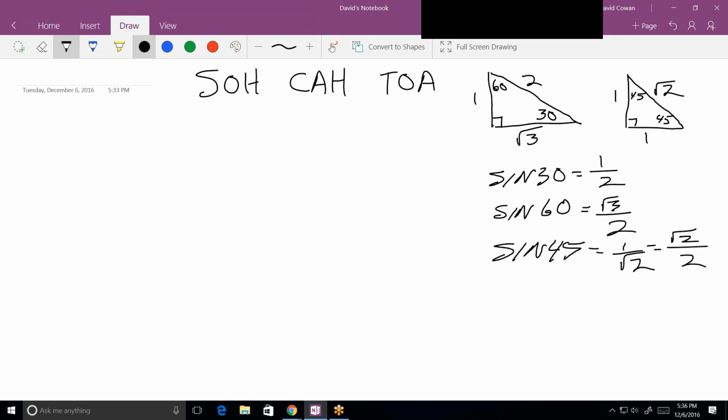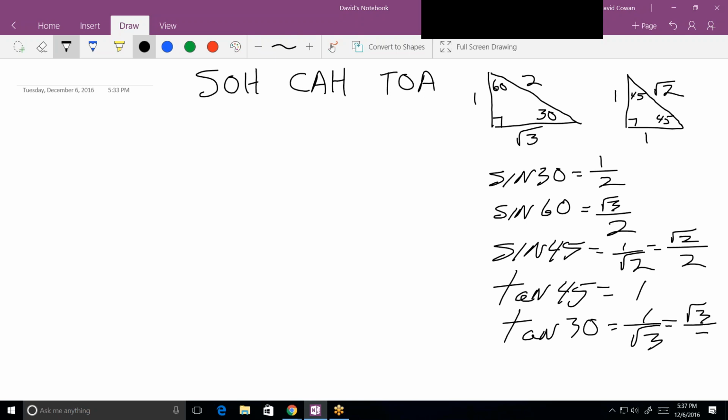Okay. What is the tangent of 45? 1/1. What is the tangent of 30? Tangent of 30 is 1/√3. That needs to be rationalized also, so I get √3/3. So I think you can see that no matter which trig function I gave you, if the angle was 30, 45, or 60, you'd be able to get it with these two triangles, right?